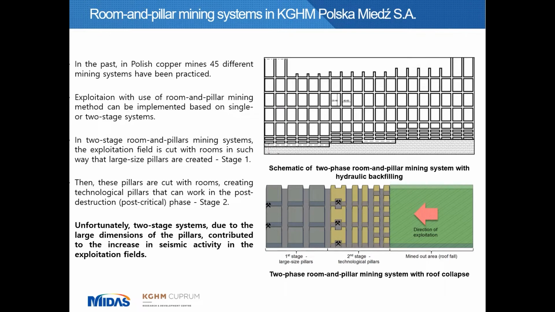In the first years of exploitation in KGHM, two-stage room and pillar mining systems were used. In two-stage systems, the exploitation field, the exploitation mining panel, was cut with rooms in such a way as to achieve large-size pillars, which were supposed to support the roof layers. This was stage number one.